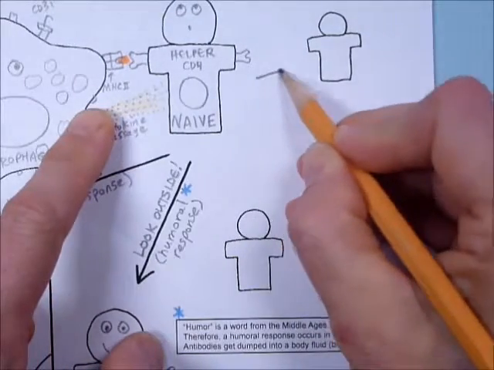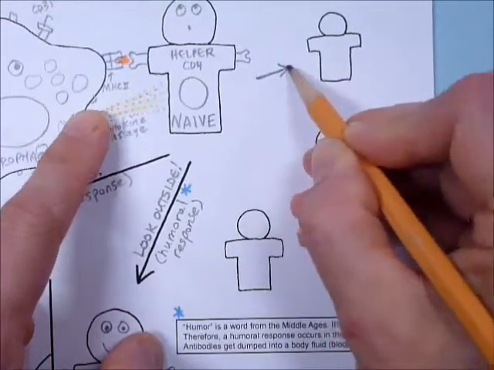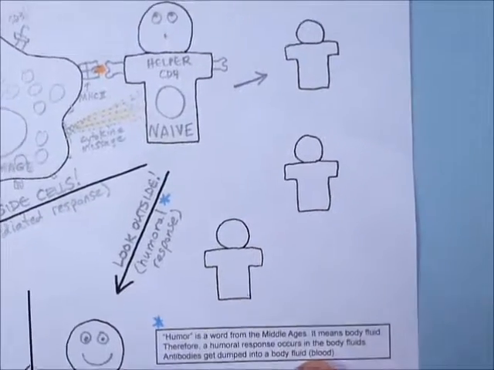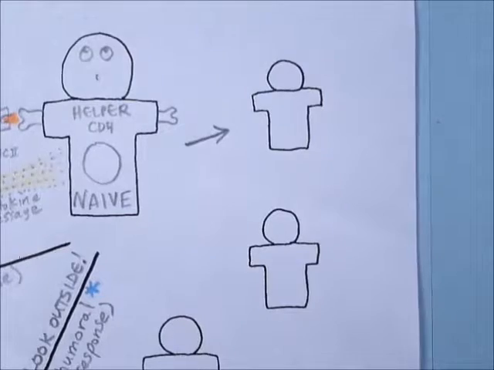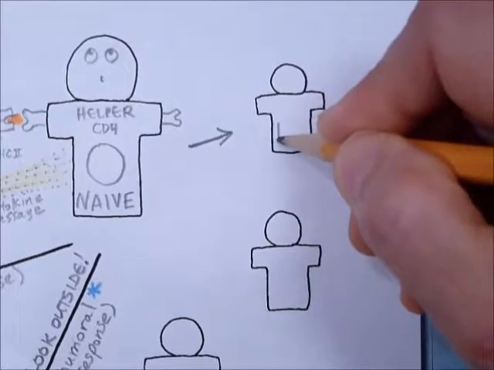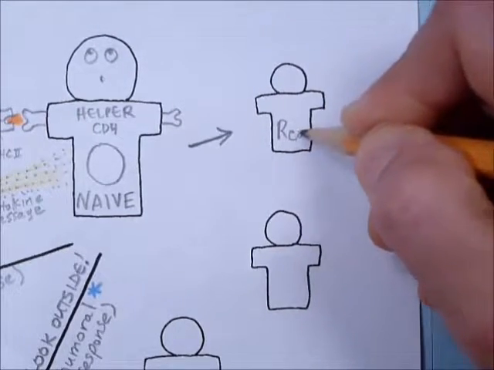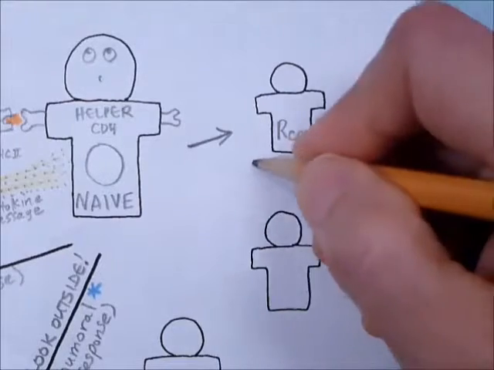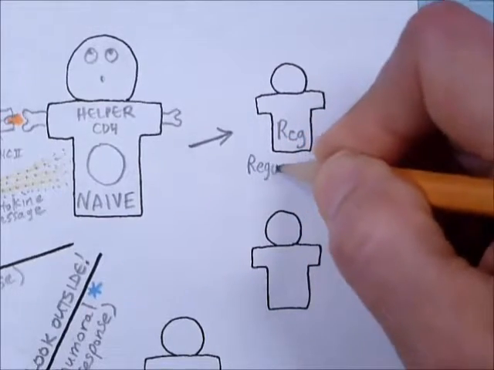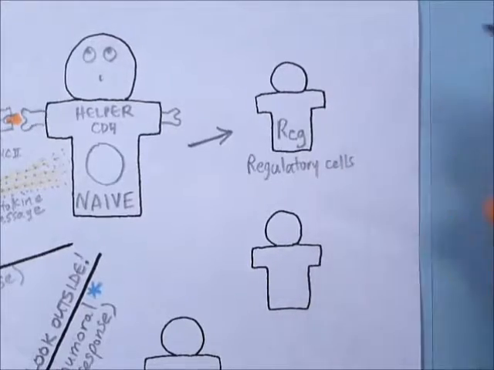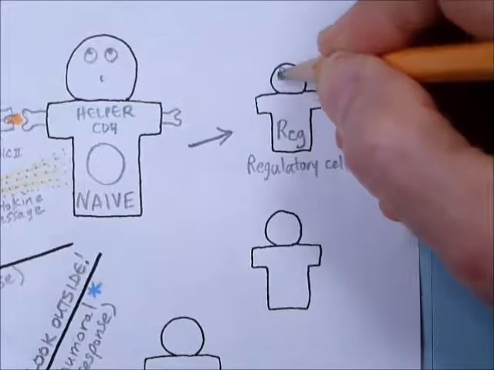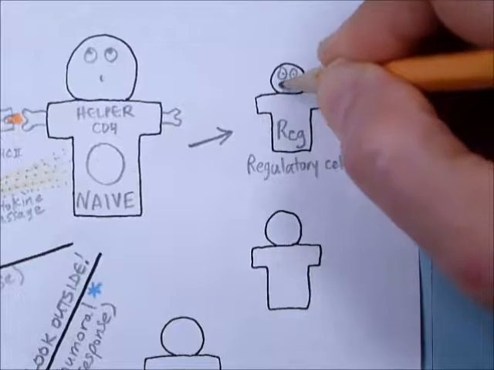One thing that this cell could also turn into is something called a regulatory cell. Now these used to be called suppressors, but now they prefer regulatory, so we're going to call him Reg. Regulatory. Alright, so he's going to have a happy face because he's got a job now.